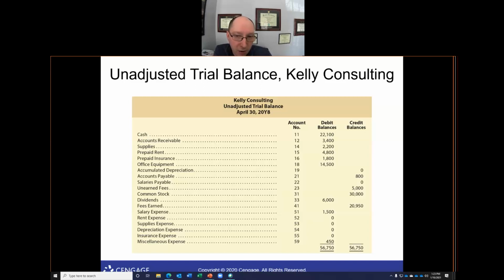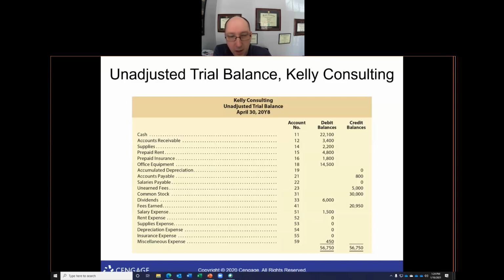We list out all of our assets, liabilities, equity, revenue, and expenses. You list all of those out in that order, and you list out their balance. Now remember, assets normally carry a debit balance. Liabilities normally carry a credit balance. Your equity accounts normally carry a credit balance. Dividends normally carry a debit balance.